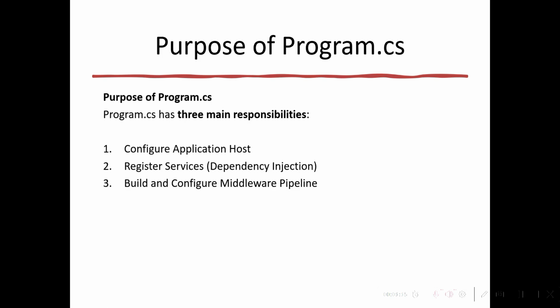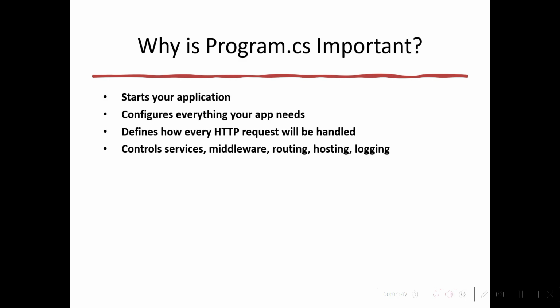Now, what is the purpose of the program.cs file? There are three main responsibilities that are part of the program.cs file. First is configure application host. Second is register services, meaning dependency injection, and third is build and configure middleware pipeline. We will go through each and every example in detail. So let's cover the theory part first.